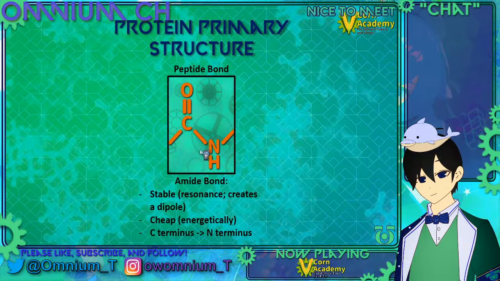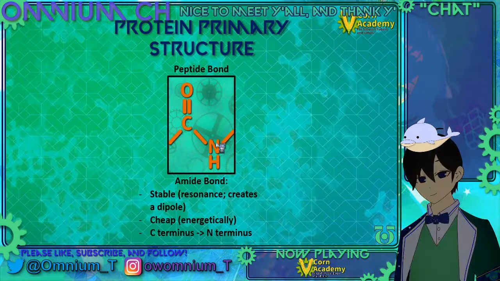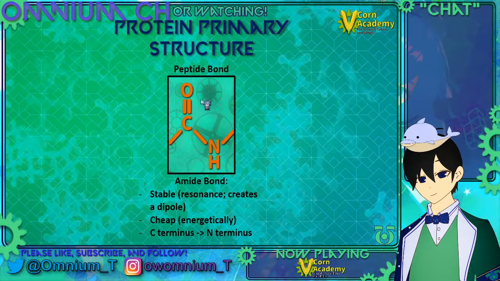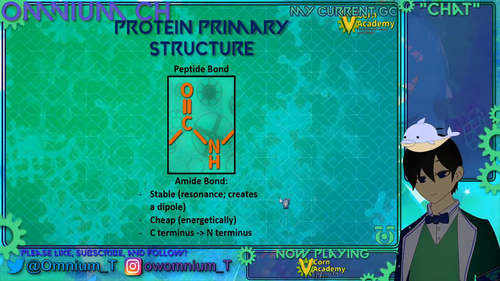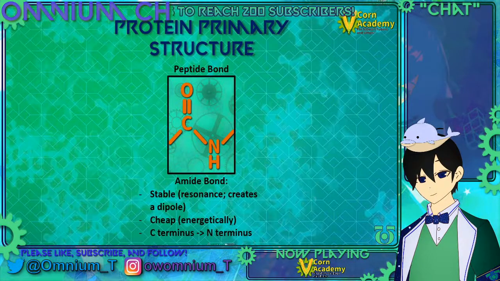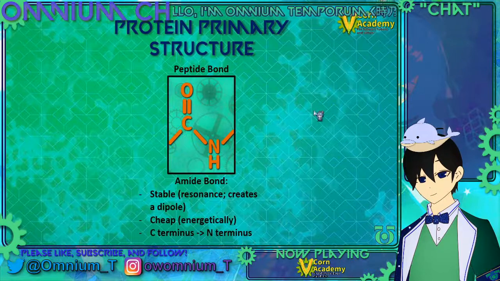They have a dipole. So this guy donates an electron. This guy becomes a double bond. This guy becomes positive. This guy becomes a single bond. This guy becomes negative. And yeah, since we use a CORN rule, we usually read it from C to N terminus. So the C terminus is like the end. Terminus means end. So C to N. It's very cheap to form a peptide bond too. Energetically cheap. So it's kind of favored compared to other bonds.